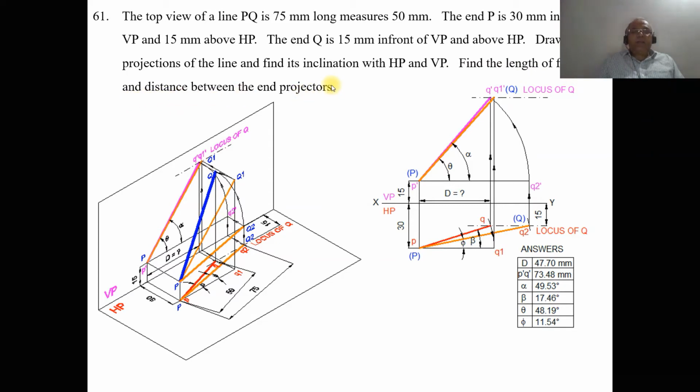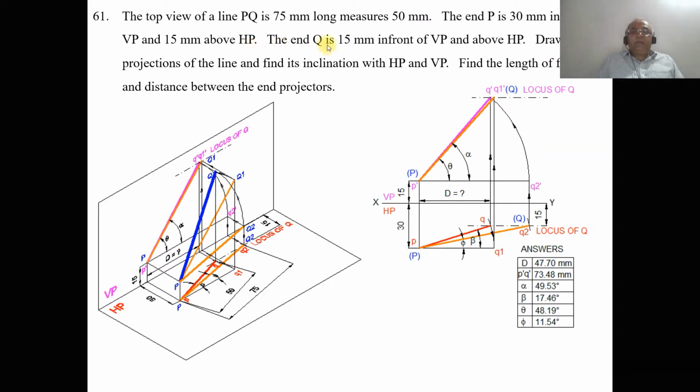So first we're going to try to analyze this problem in 3D. He says the end P is 30 mm in front of VP and 15 mm above HP. So when you look from the front view, we can see the distance 15 mm above HP. The image is projected on the vertical plane. You're going to mark this point as P dash, which is also marked as capital P, which is 15 mm above HP and 30 mm in front of VP. When you look from the top view, we can see the distance 30 mm in front of VP. This distance, when looked at from the top view, is projected onto the horizontal plane. You're going to mark this point as small p and also capital P.